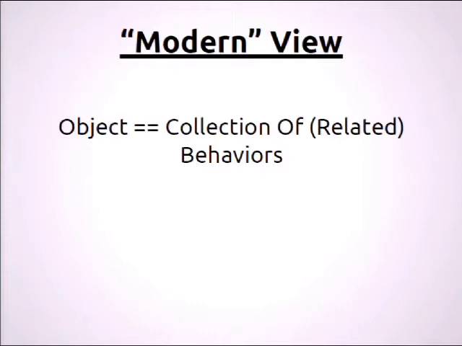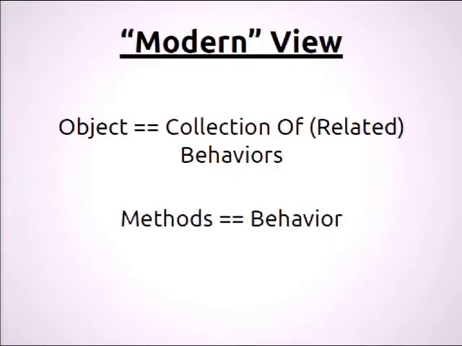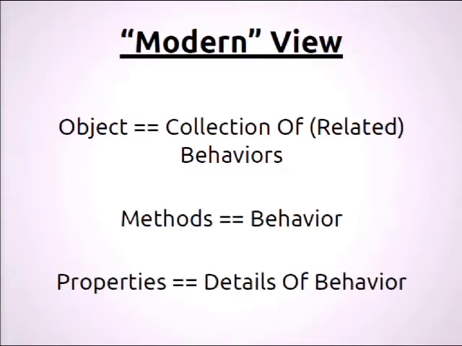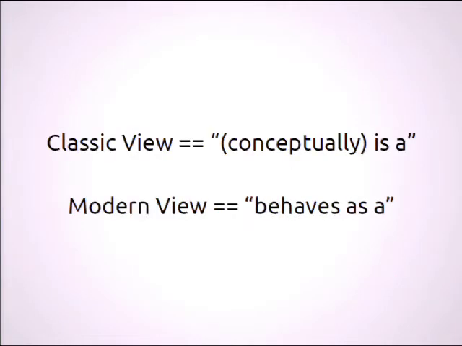What I'm going to term the modern view, which is that an object is really a collection of related behaviors. Behavior is what we're dealing with here. Your methods are your behavior, the behavior that you want to interact with, and properties are the details behind that behavior. So they may be dependencies, they may be some state information you need to keep track of. The key here, though, is it's behavior that we're dealing with. In the classic view, we're talking about an object conceptually being a something. So an object conceptually is a lion. An object conceptually is a car.